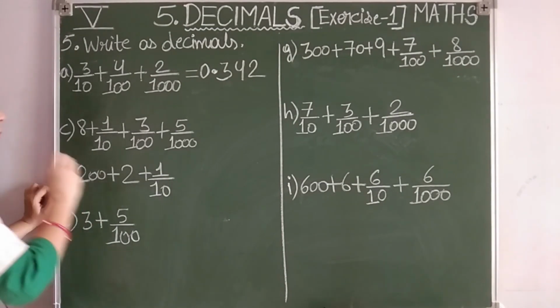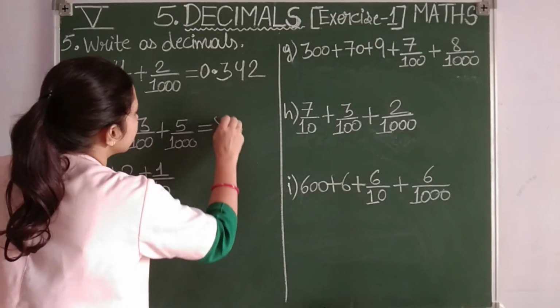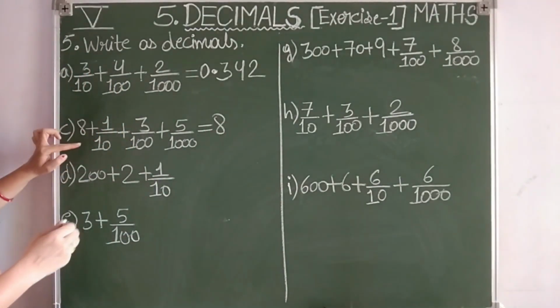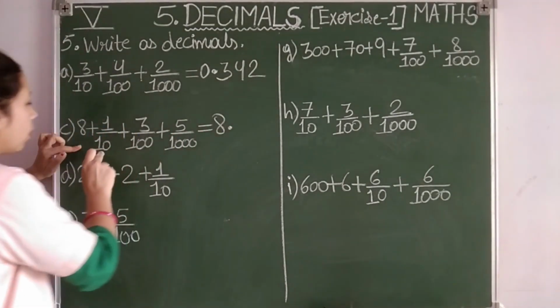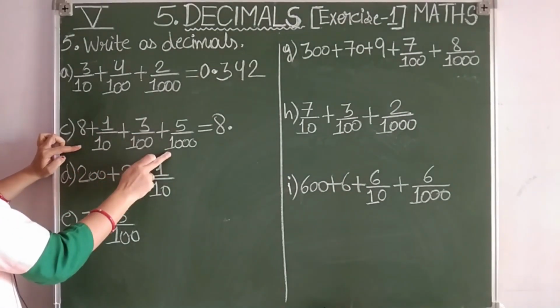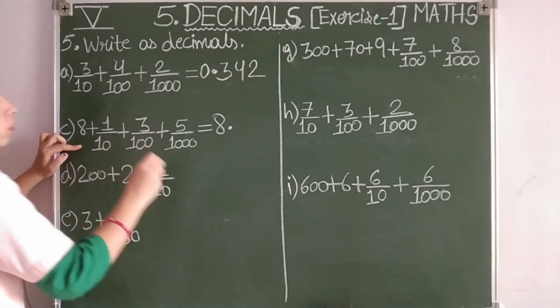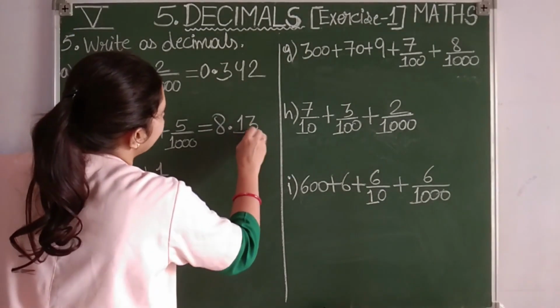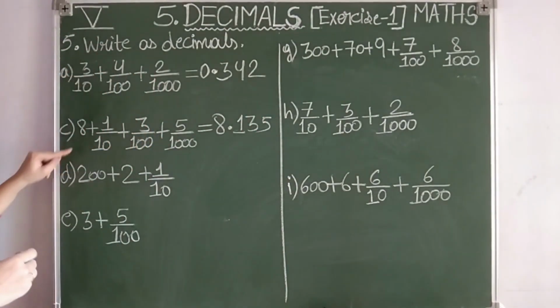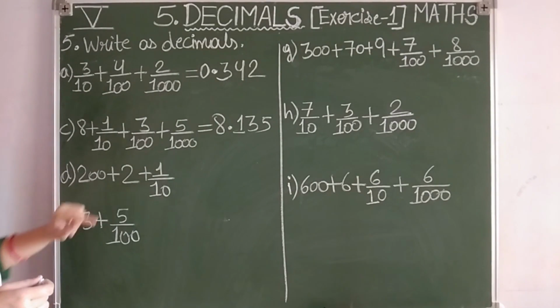Again 8. 8 means simply 8 is given, so 8 has place value as ones. Then 1 upon 10 means again put a point. 1 upon 10, 3 upon 100, 5 upon 1000: tenths, hundredths, thousandths. Simply write 8.135. Clear? Then 200 plus 2 plus 1 by 10.